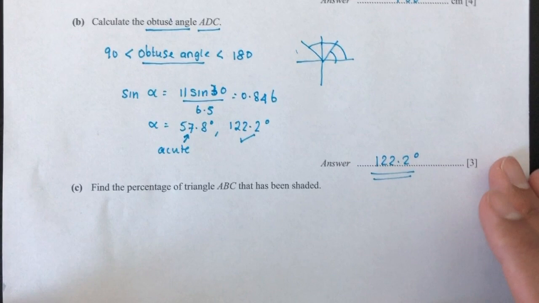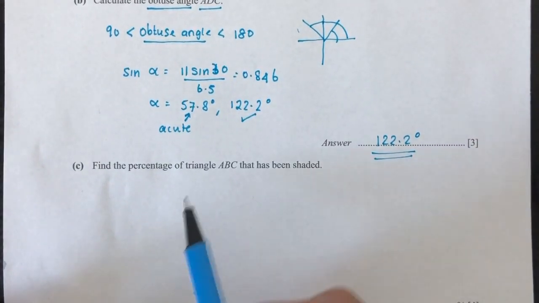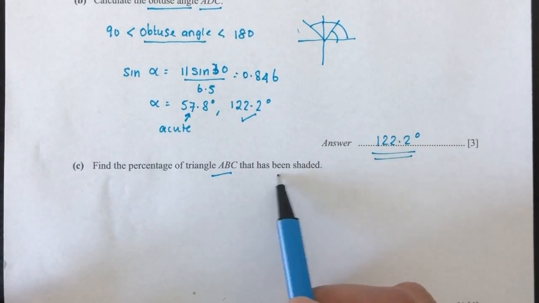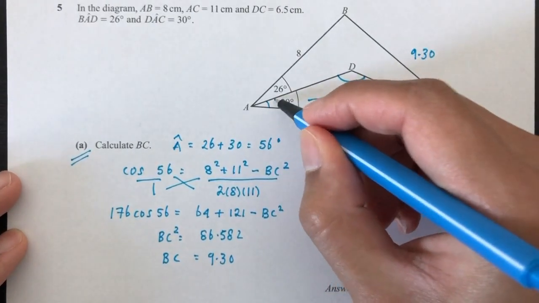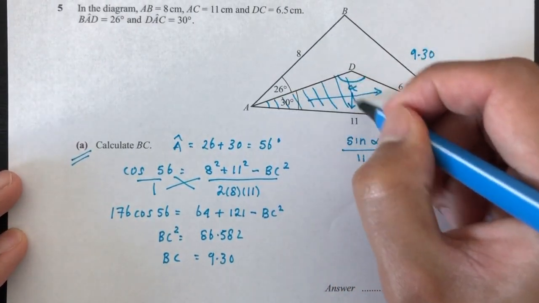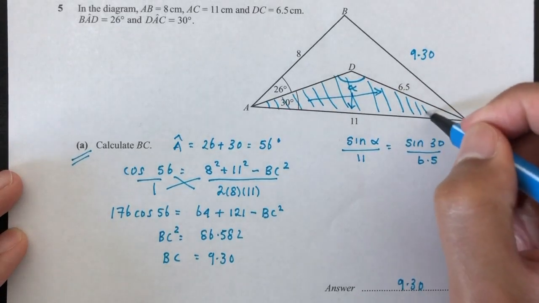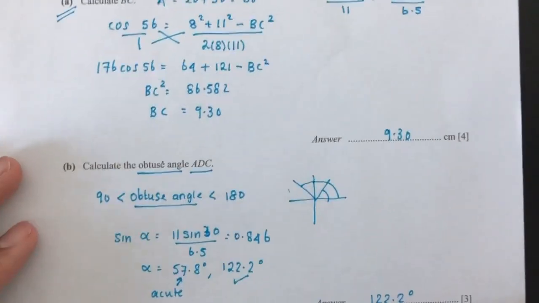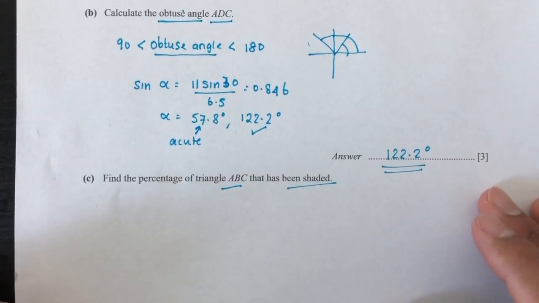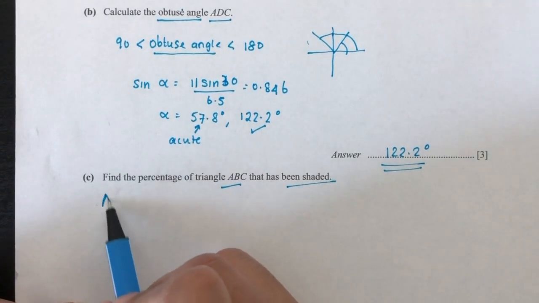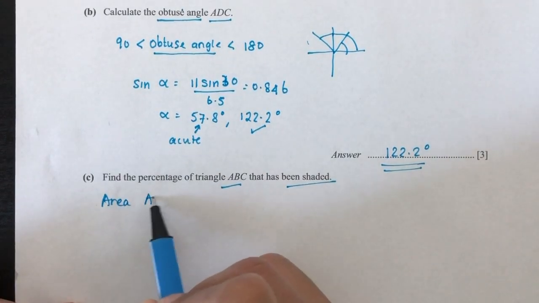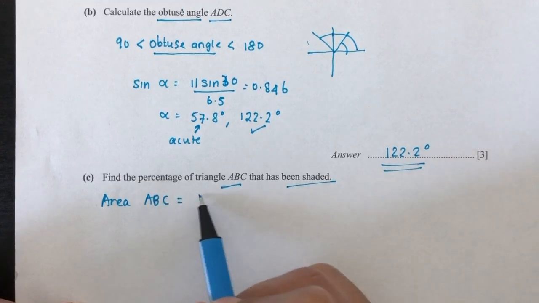So the next one is find the percentage of the triangle ABC that is shaded. So in the actual question, this is shaded. That's the region that we have as your shaded region. So you have to find the percentage which is shaded. So as always, we have to do this step by step. First, let's find the area of ABC, of the big triangle.